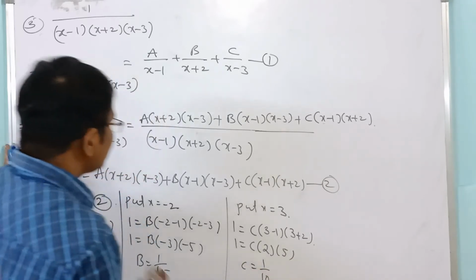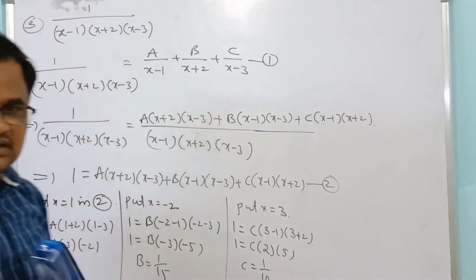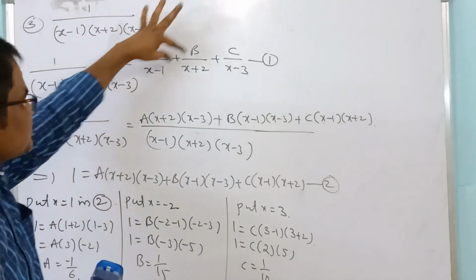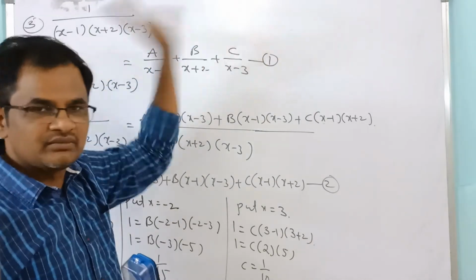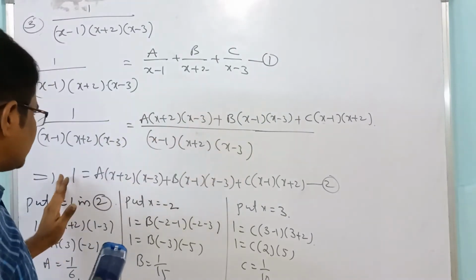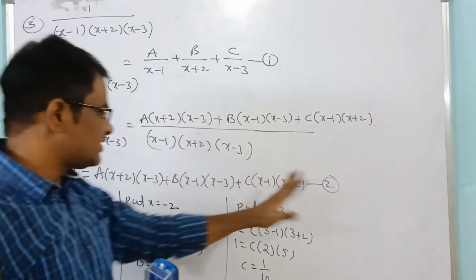Once again, listen. You have a product of 3 linear factors, and all these are non-repeated. So that's why A by the first one, B by the second one, C by the third one you take. Take this as equation number 1. After that, LCM. So here numerator equal to this numerator, equated as equation number 2.